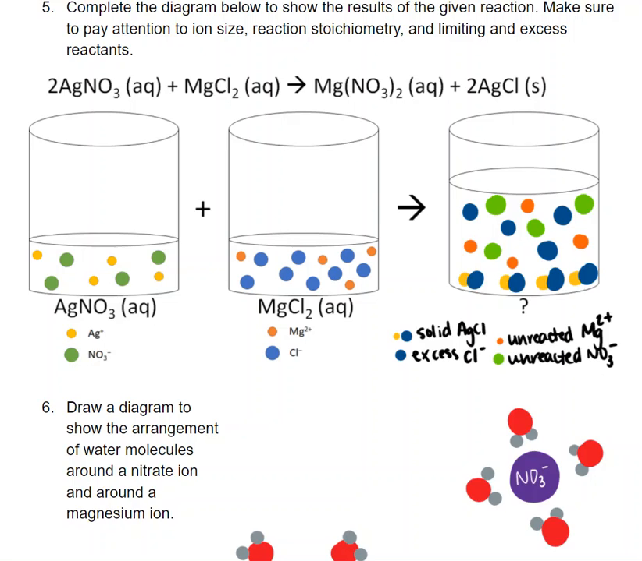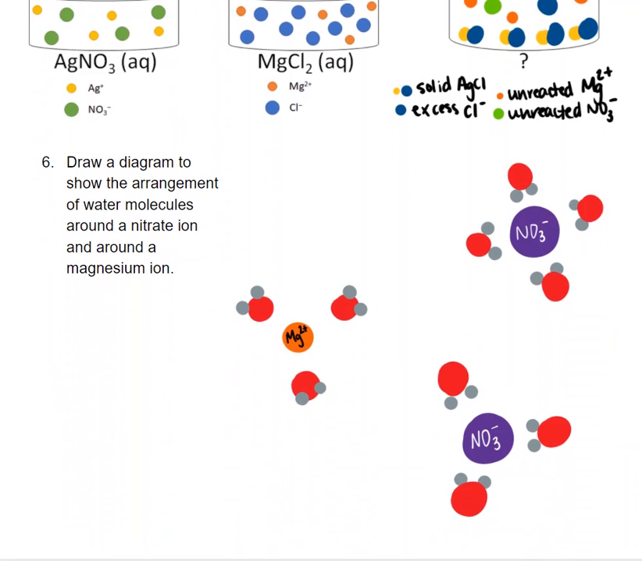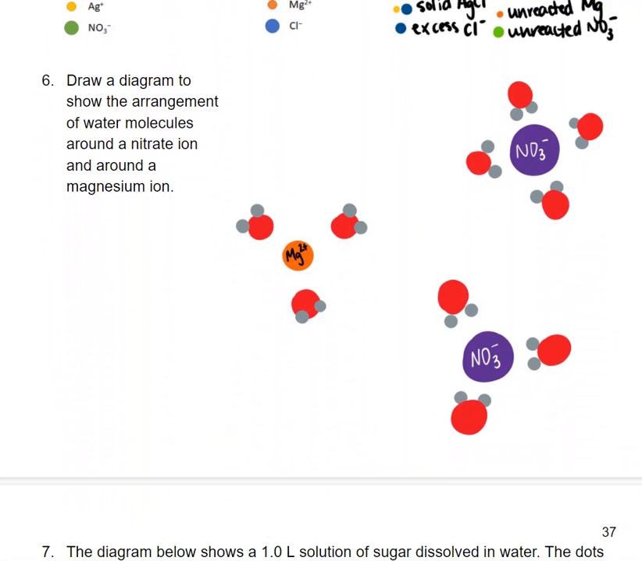Next, we want to draw a diagram that shows the arrangement of water molecules around a nitrate ion and a magnesium ion. If we were to add magnesium nitrate to water, we would have twice as many nitrates as magnesiums, and the water molecules would orient themselves so that the positive poles of water face negative ions, and the negative poles of water face positive ions.